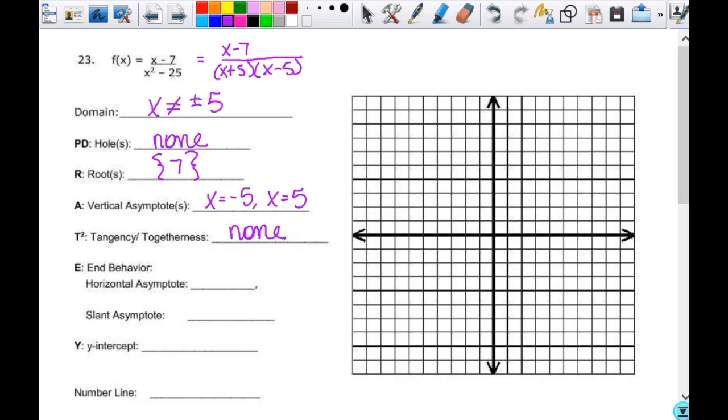Horizontal asymptote, it is bottom heavy, so that is y equals 0, which means there is none for the slant asymptote. Y-intercept, I plug 0 in. It's easier to look at this one. This is going to give me 0 and then positive 7/25.